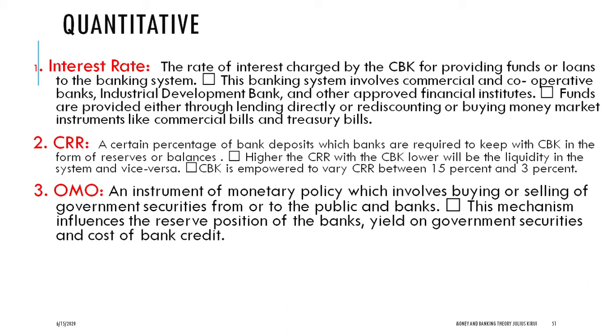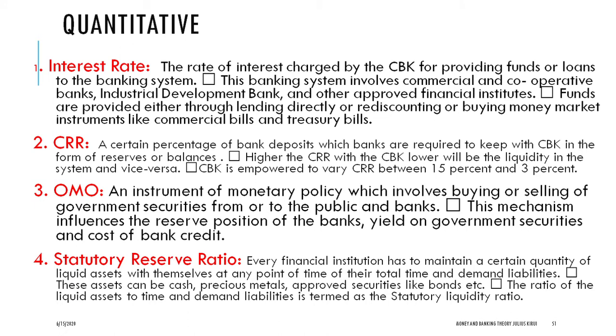So when the government buys securities from the public, what happens? They are releasing money to the public. When the government sells securities to the public, what happens? They are withdrawing money from the public, pumping money out of the market, pumping money into the market. That is the game in the open market operation. This mechanism influences the reserve position of the banks, the yield on government securities, and the cost of bank credit.